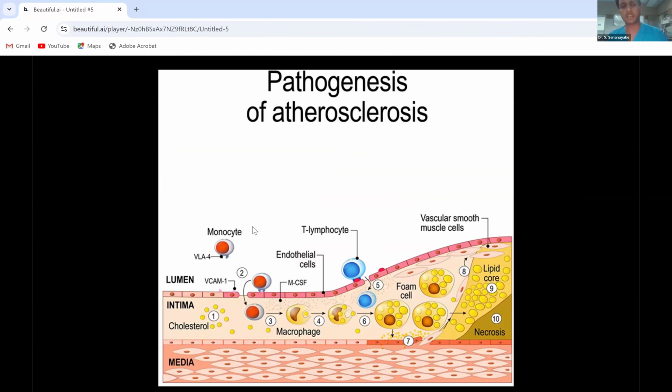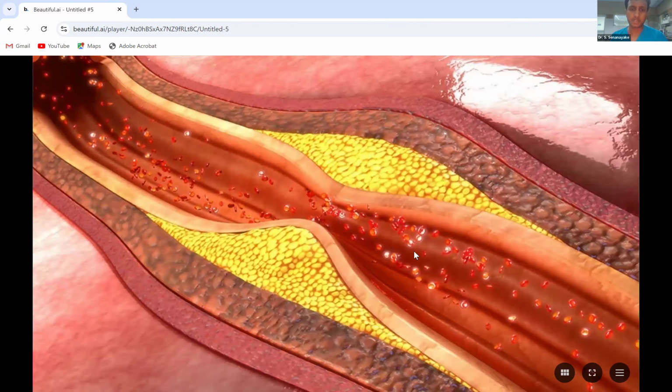Pathogenesis of atherosclerosis: like I said, normally the particles go through the endothelium into the intima, and the lipid particles are taken up by macrophages, which become foam cells, and they ultimately form a lipid core. That is a very basic schematic diagram. What you need to know is that the smaller the particle size, the higher the chance that it will get deposited within the vessel. This is what contributes to atherosclerotic cardiovascular disease.